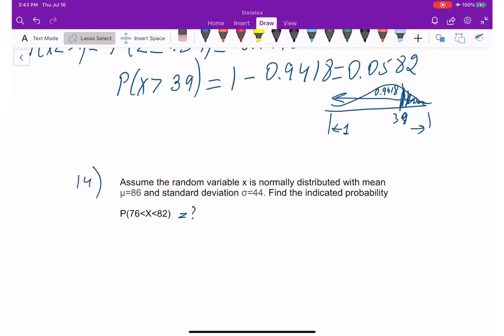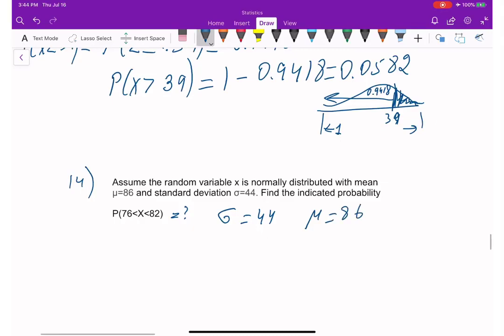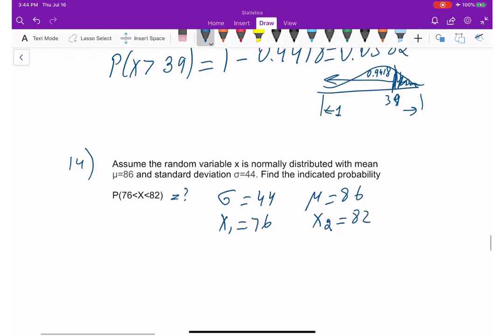What do we have here? We need to find the probability for x that is greater than 76 and less than 82. We have sigma equal to 44 and mu equal to 86. So x1 is equal to 76, x2 is equal to 82. All right, let's see what we're going to get.